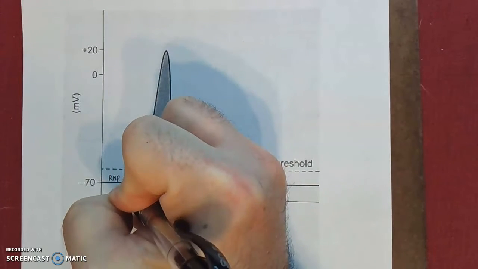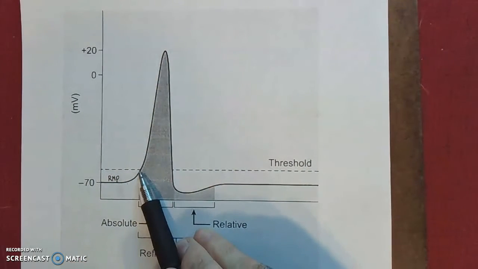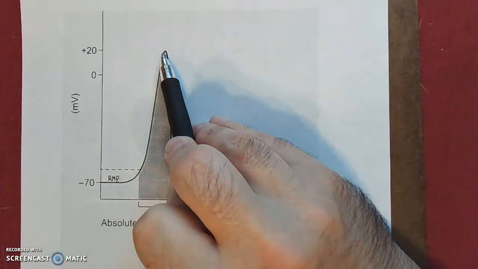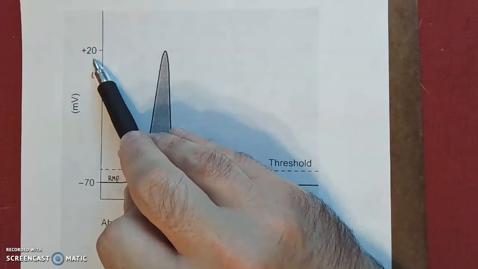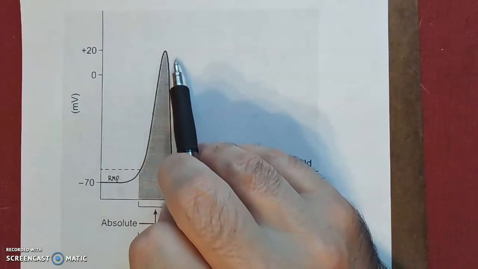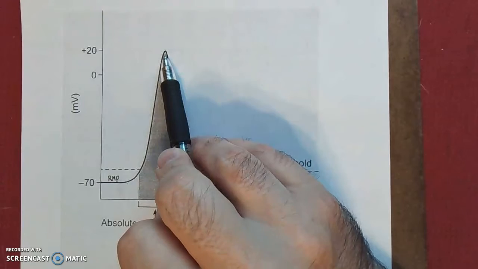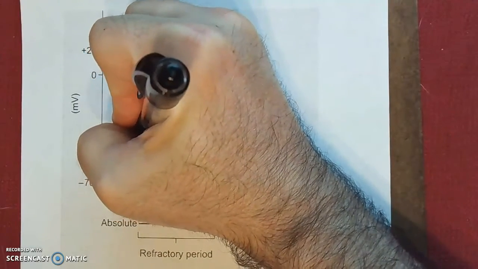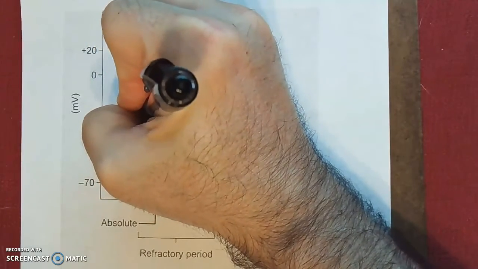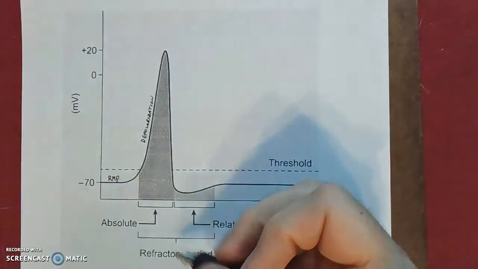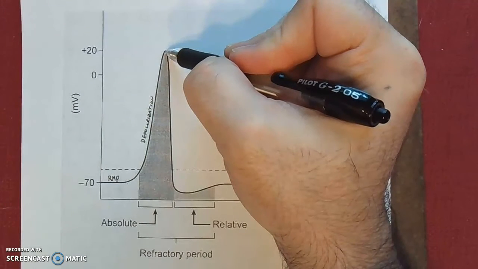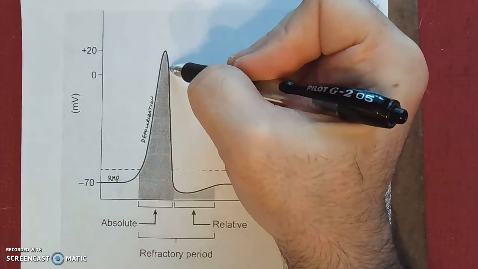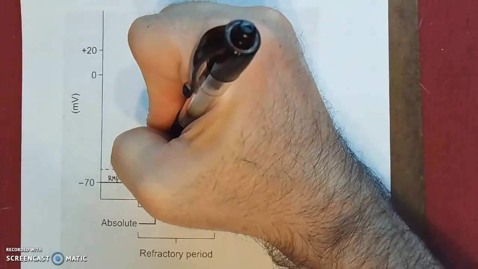But once that graded potential reaches this point, then we can see a huge, sharp increase in the millivoltage, the potential difference, and we end up going up past 0 to about +20. So this phase is called depolarization. Once we reach the top and those sodium channels start closing, potassium channels are still open, so we end up with repolarization.